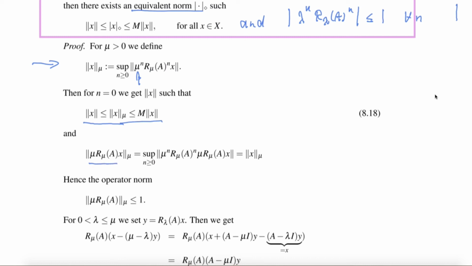And then by definition, I use the argument and I apply all these (mu R_mu A)^n to that argument and take the supremum over all positive n. And of course, if I multiply by one more mu R_mu A, I get the same supremum. So this is actually equal to the mu norm of x. This means the operator norm of this guy, mu R_mu, is less or equal 1.